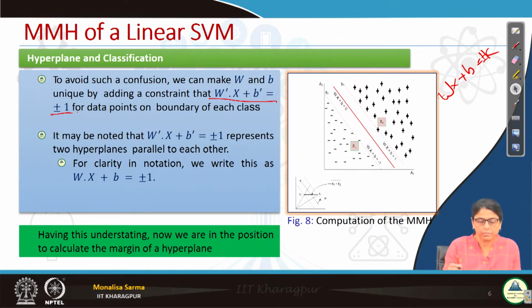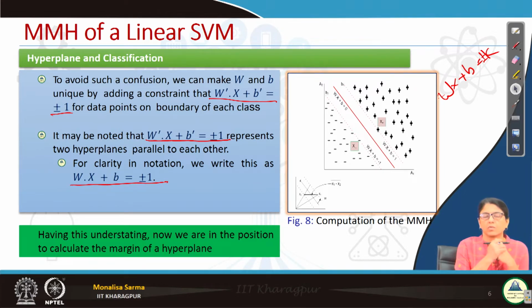So now it may be noted that Wx + b' = ±1 represents two hyperplanes parallel to each other, which we have already seen, right? Now this b' is unnecessarily going to create confusion. Just for clarity, these are just the parameters only. So instead of that, we can just write Wx + b = ±1, just two parallel lines on both sides of the hyperplane. Okay. Now we got this.